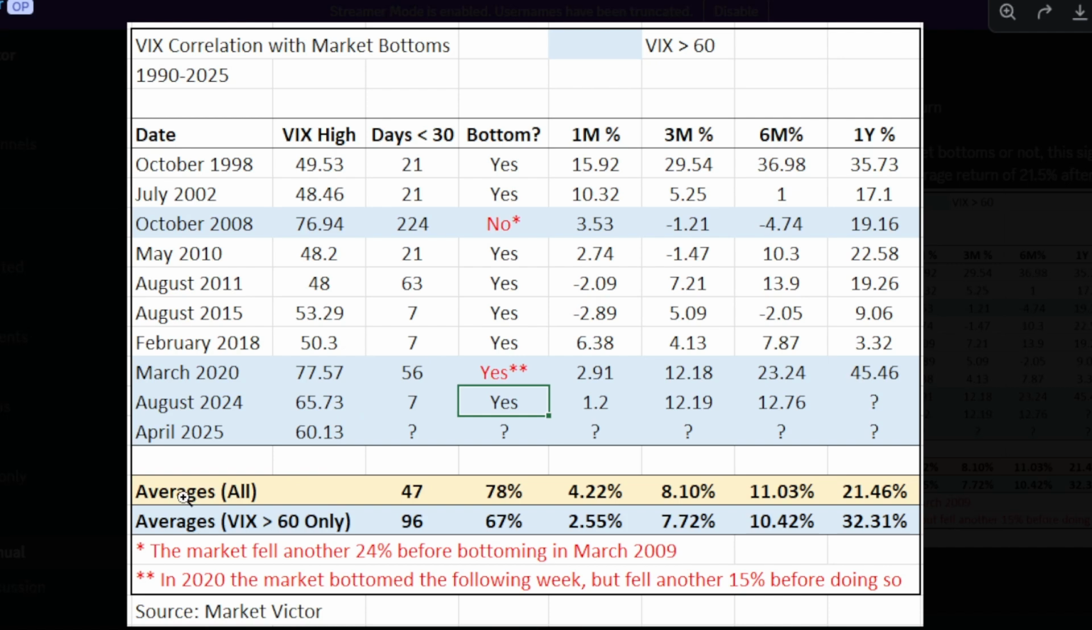So as you can see, if I use all the averages, 78% of the time, this showed that it was a market bottom. And the average return 1 year from that point was 21.5%. If I only use the average when the VIX was above 60, which is incomplete because we have one in 2025, which we don't know the results of, we see that there is a 1 year average return of 32%.